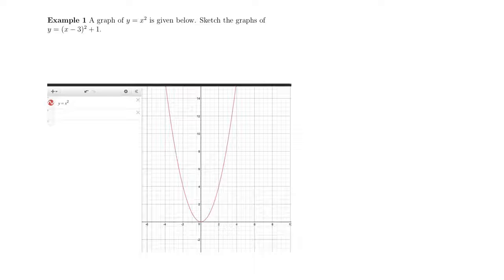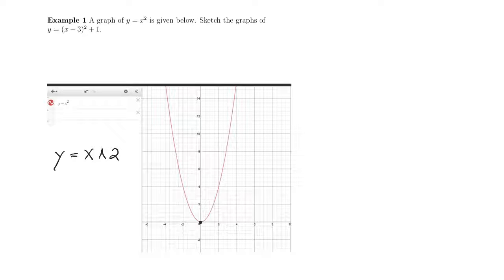For example 1, we have the graph of y equals x squared. And this was generated in Desmos, really easy to do. So I just typed in y equals x caret 2, and it gave me the exponent, and this is the graph that showed up.